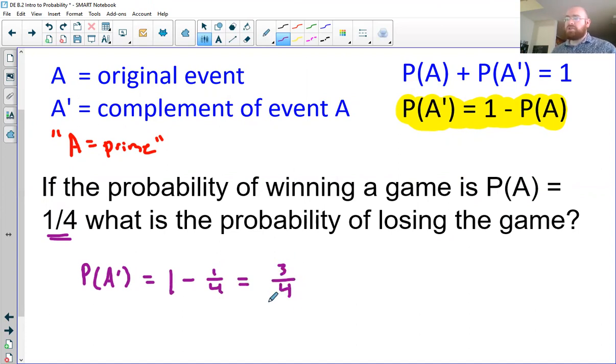I'm not sure I'd want to particularly play this game if the probability of losing is so high, but people do all the time. It's why Vegas is a profitable place.